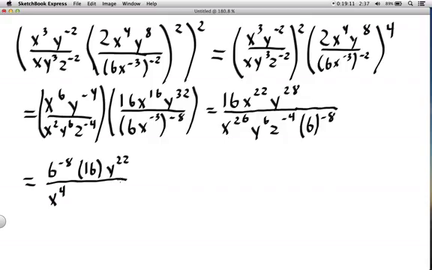And now we have one more thing up in the numerator. Z to the negative 4 becomes z to the positive 4 in the numerator. So actually, let's make our x to the 4th a little more centered. There we go. A lot of effort just to make it look somewhat neat.